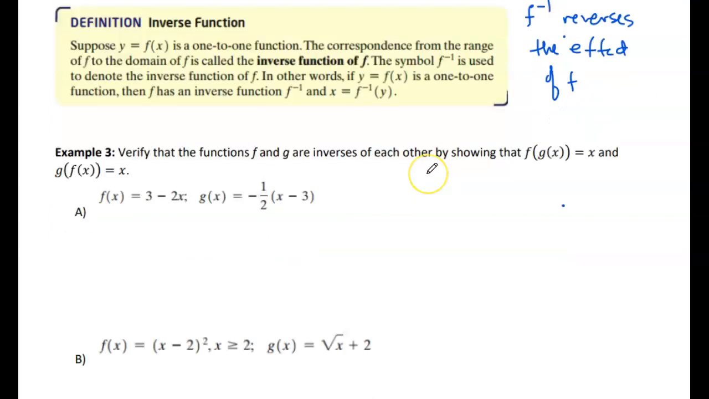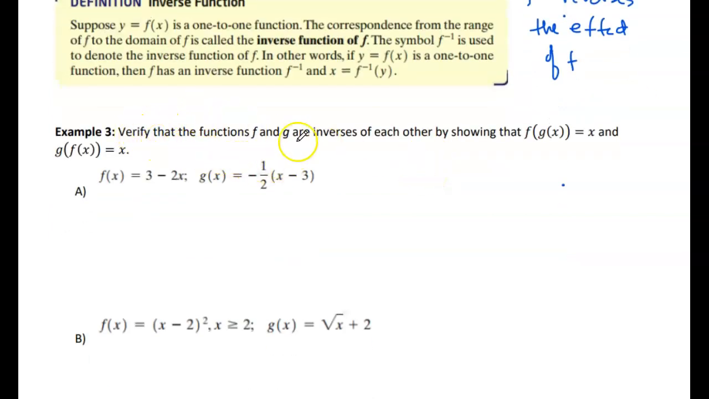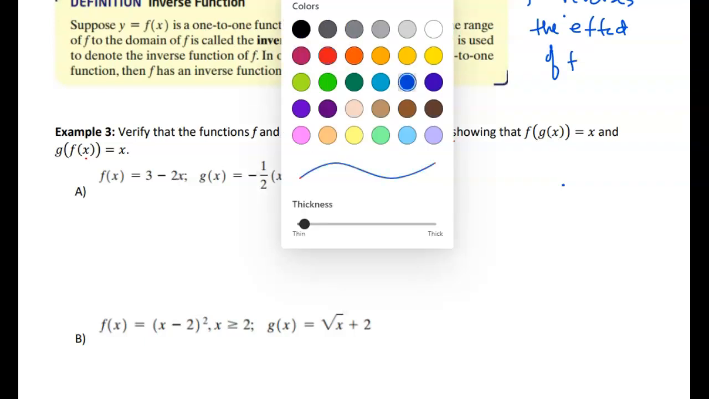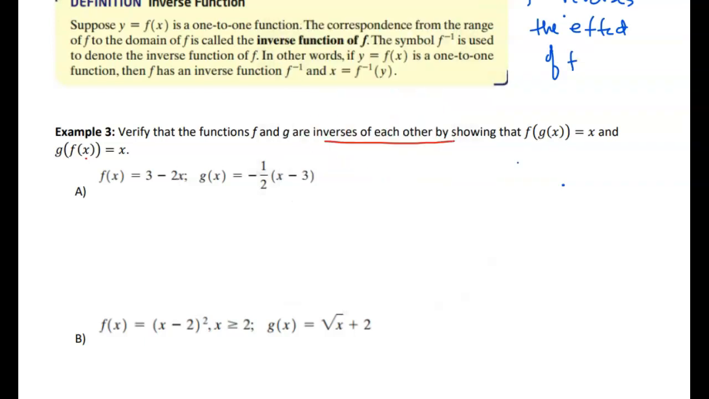All right, so you want to verify that the functions f and g are inverses of each other. The way you do that is by composing. So if I do f of g of x, the f and g cancel and you get back to the input. And also in reverse, if you do g of f of x, the g and f cancel and you get x. So you compose both ways, and if both ways you get a result of x, then you say yes, they are inverses of each other. Okay, so let's do that.